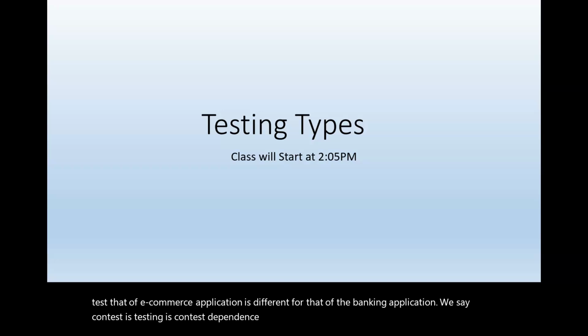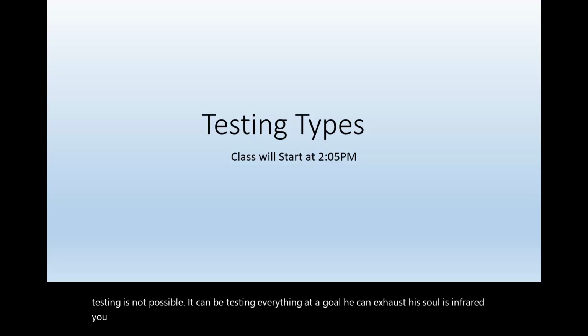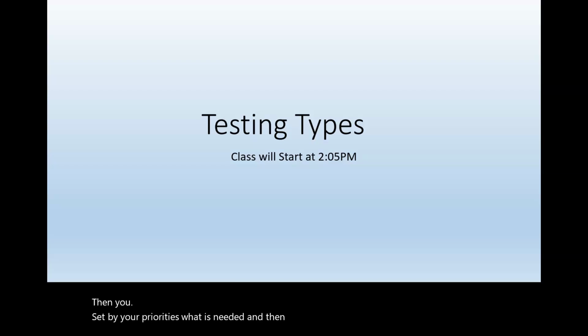Okay, the second principle was that exhaustive testing is not possible. You can't test everything. Exhaustive is infinite. So you have to do a risk assessment of that particular application, then set your priorities on what is needed, and then execute your test cases and hit the production server. Okay, you can be testing again.